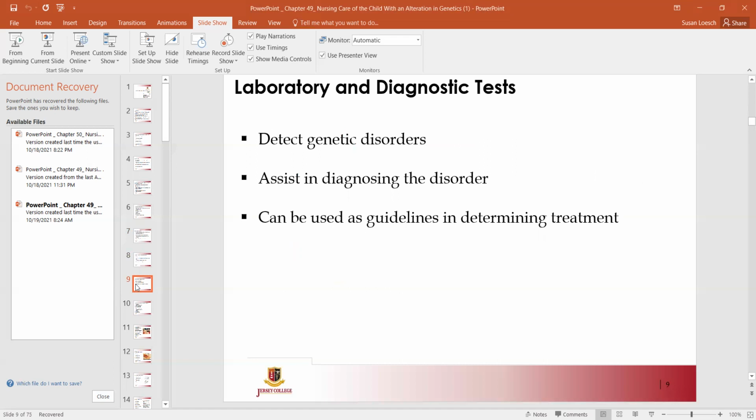All right, lab and diagnostic tests most commonly used to help the doc or the nurse practitioner in diagnosing the disorder. All right, these help us also determine how to treat it. So either way, you as a nurse have to know what the tests are, how they're obtained, and what they're used for.